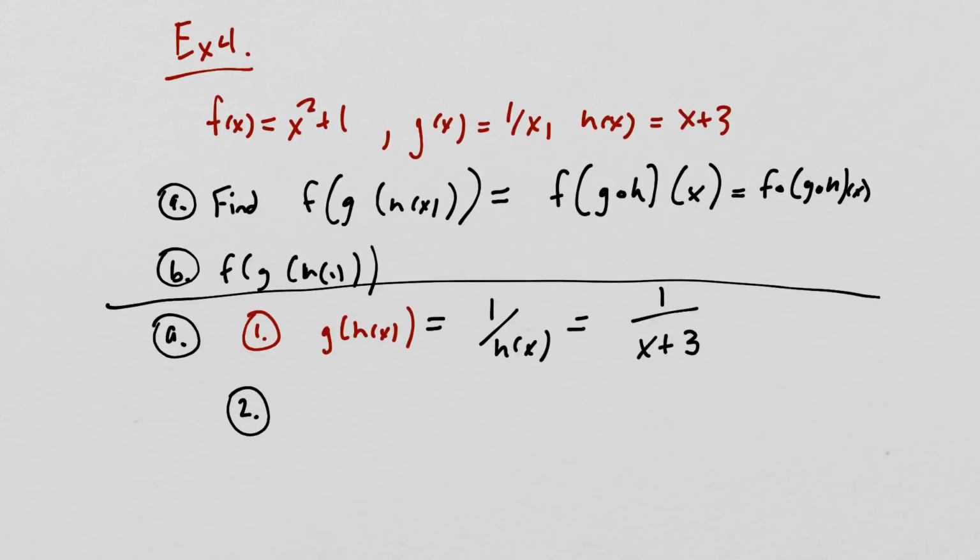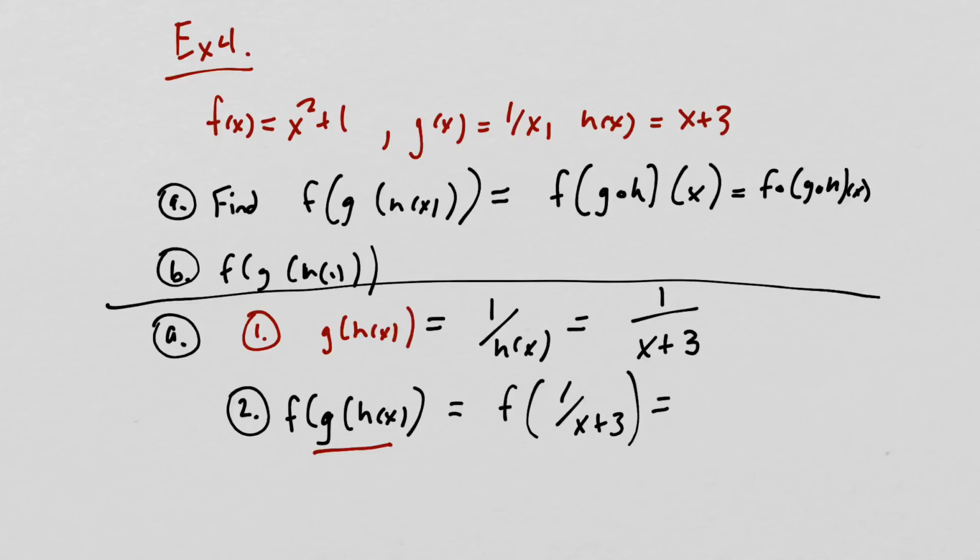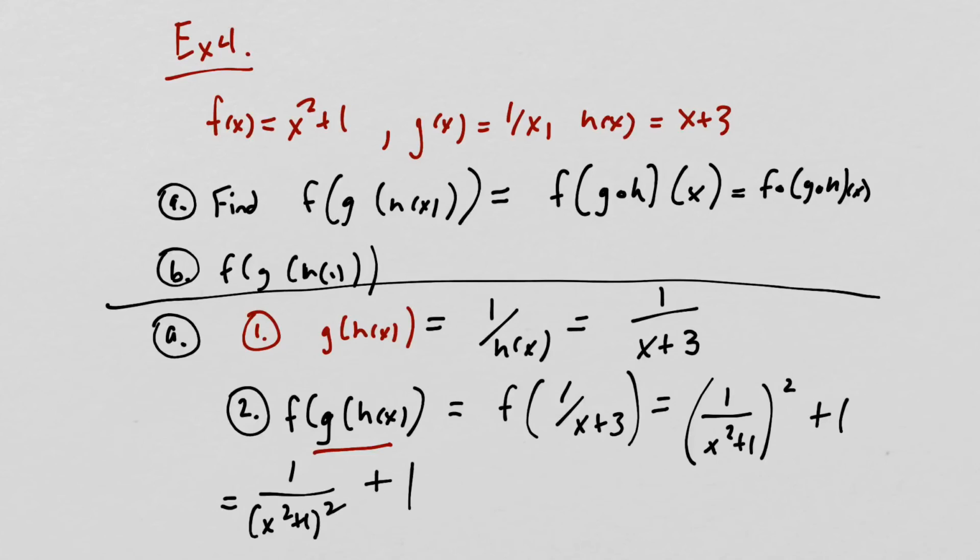Number 2. Let's now look at our f composed with g of h of x. We just found that this g of h of x is equal to 1 over x plus 3, so we can replace this with 1 divided by x plus 3. And then our function f is going to be equal to (1 over x plus 3) raised to the second power plus 1. Rewriting this is going to be equivalent to 1 over x plus 3 squared plus the number 1 here.